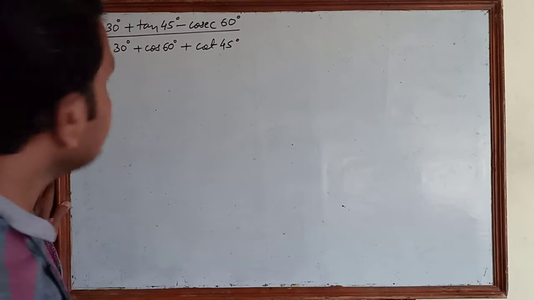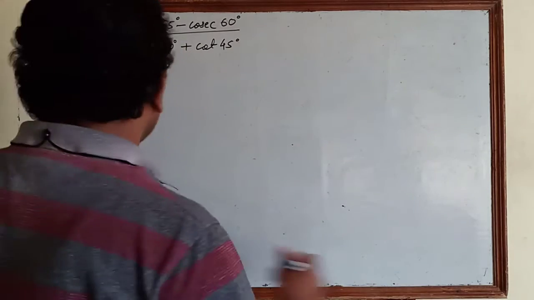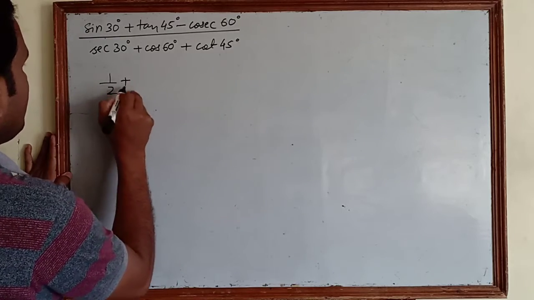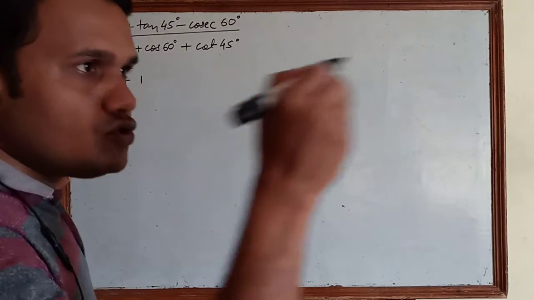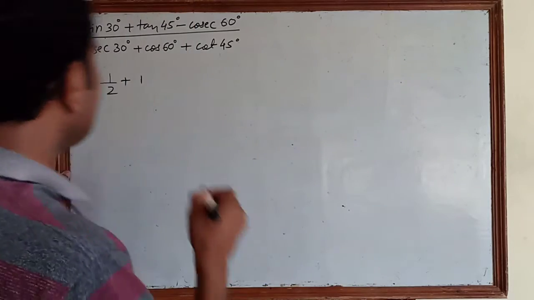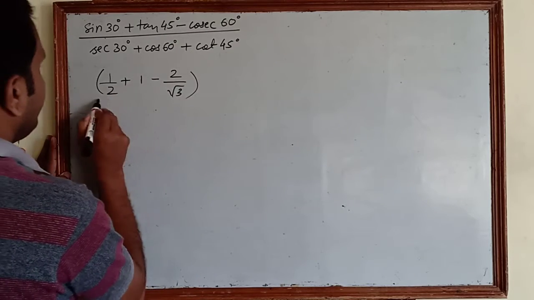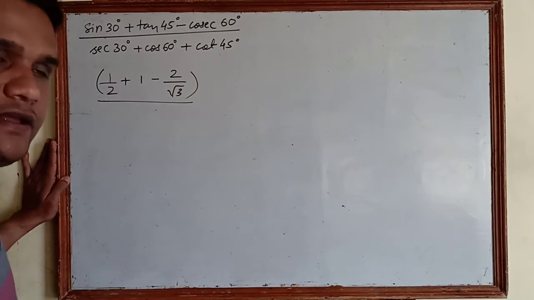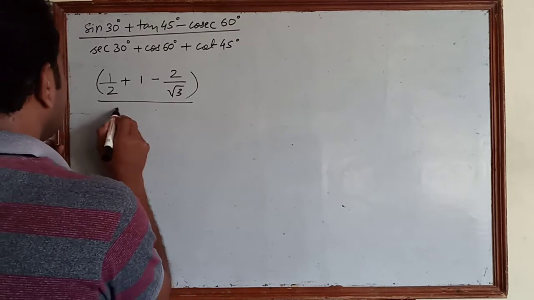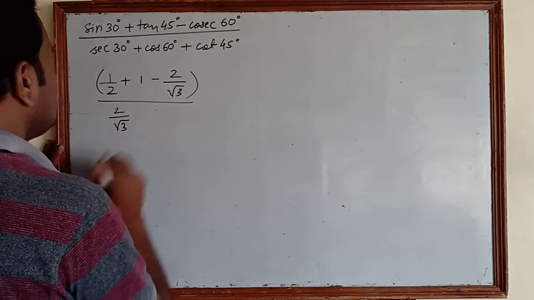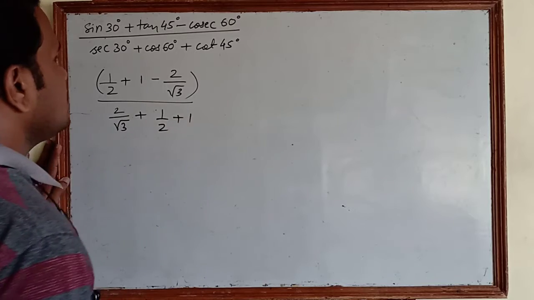This is our next question. Here we have to put the values. See, sin 30 is 1 by 2 plus tan 45 is 1, over cosec 60. Now sin 60 was root 3 by 2, so cosec 60 will be 2 by root 3, minus 2 by root 3 upon sec 30. Sec 30 is the inverse of cos 30, which is 2 by root 3. For cos 60, 1 by 2, cot 45 plus 1.